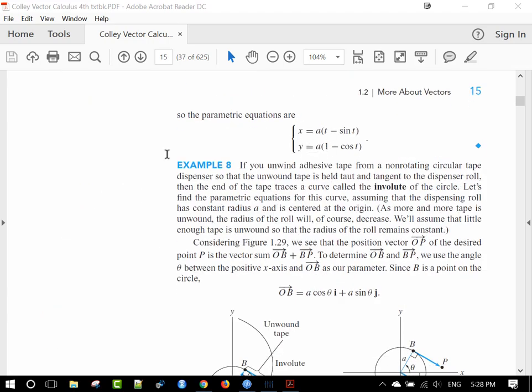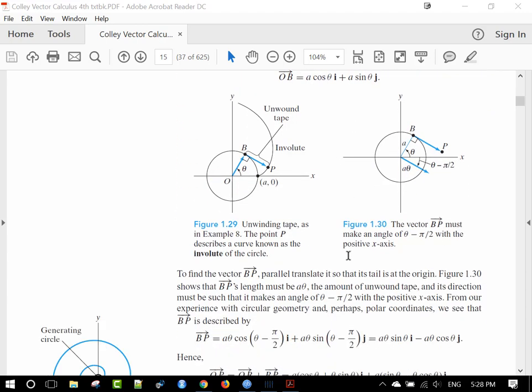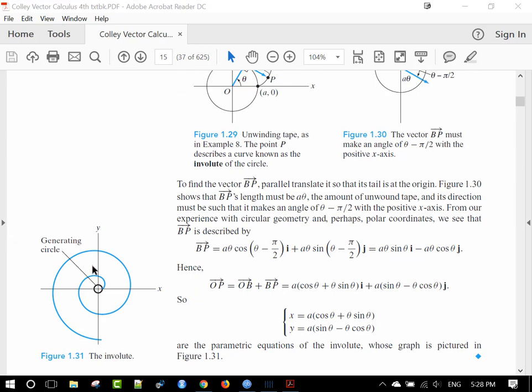And here's another example. If you unwind an adhesive tape from a non-rotating circular, anyway, so you can do that. You can ask what's the path and how can you describe it? So it's this kind of shape, I guess, but how do you describe it? And it turns out with parametric equations, you can do it fairly easily.